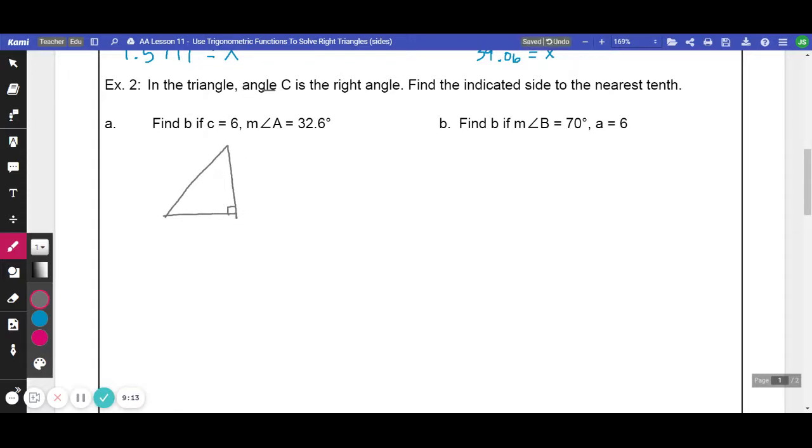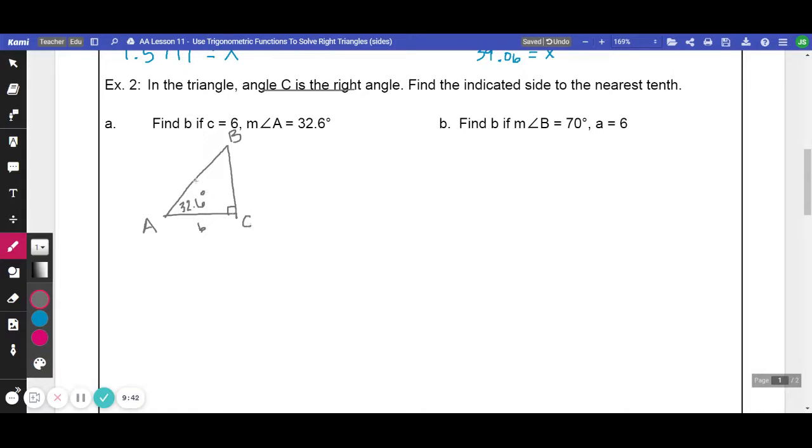So it says that C is the right angle. So C goes right there. Pick an angle to be A. I'm just going to pick this one. So that's angle A, which is 32.6 degrees, which would mean this is angle B. Remember that capitals are angles, lowercase are the sides, and they go across. So angle B is across from side B.